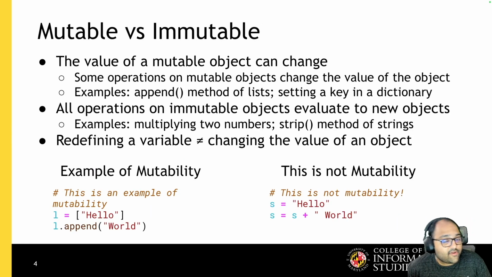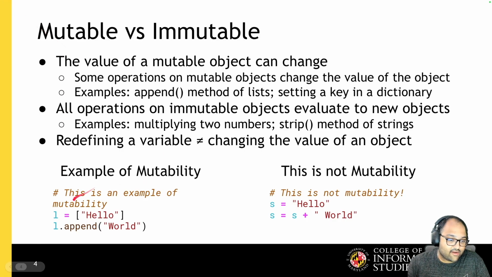Now, mutable versus immutable. Mutable means the value of it can change. So the value of a mutable object can change. It's interesting, it's kind of like you can mute this thing, like on a computer, you can click the mute button. So some operations on mutable objects change the value of the object. For example, if you use the append method on lists, that changes the list, because a new object is now appended to the list.